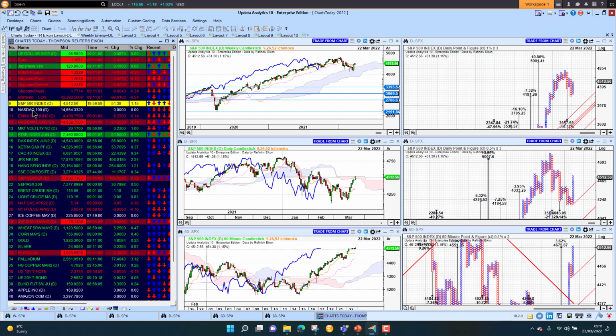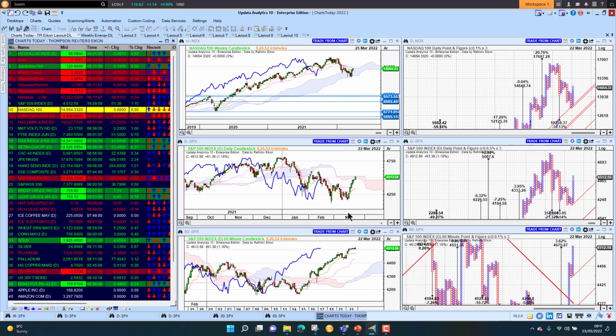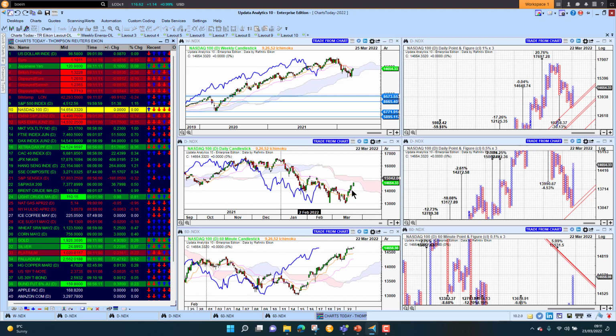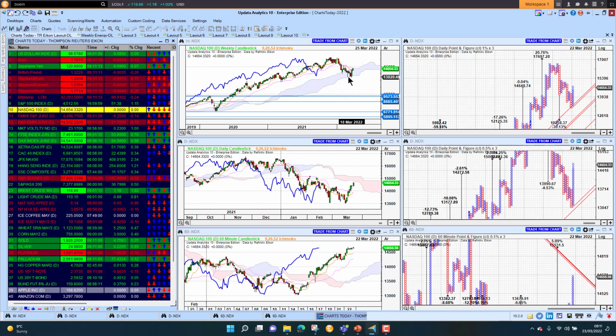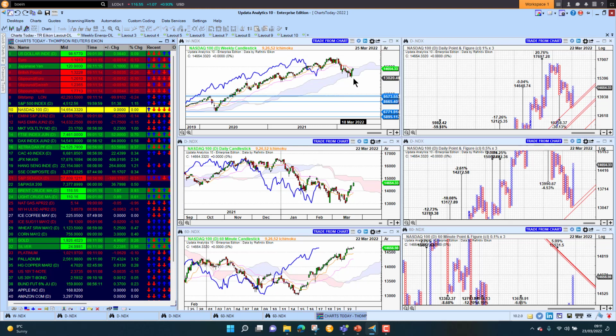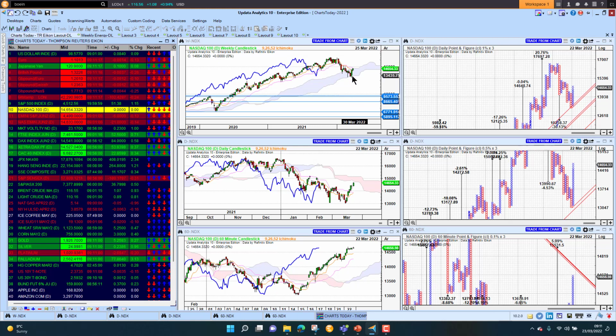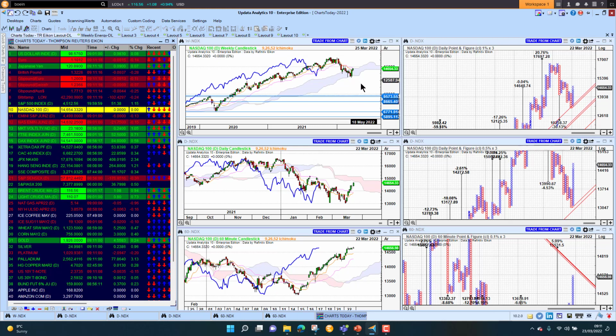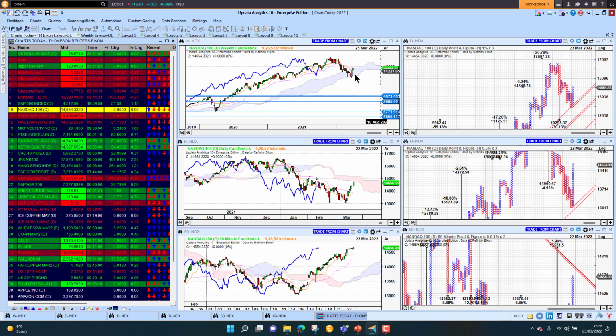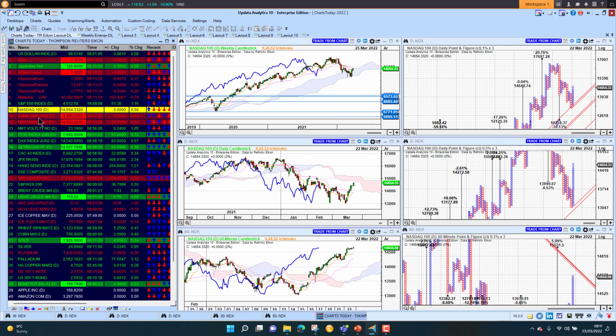The Nasdaq, similar picture, of course. We're bearish below the cloud here as well. We did find cloud support the first time, but the key thing will be, if we set a lower low, we will be below the cloud. And of course, as time goes on, we have less work to do to get below the cloud.